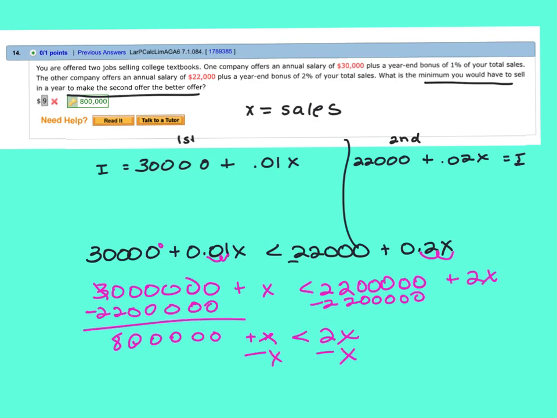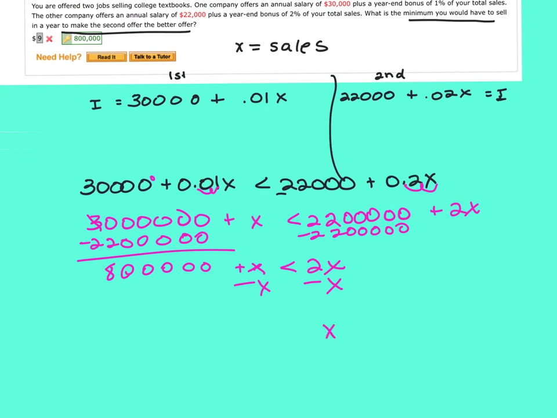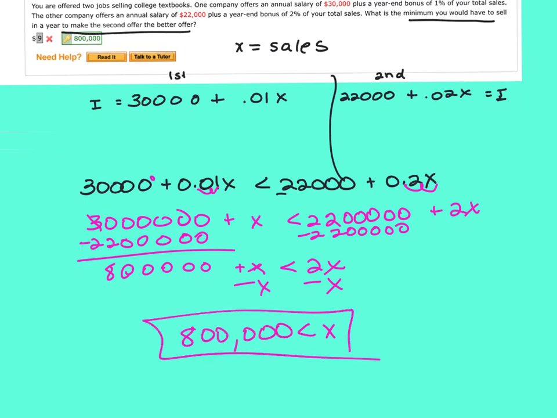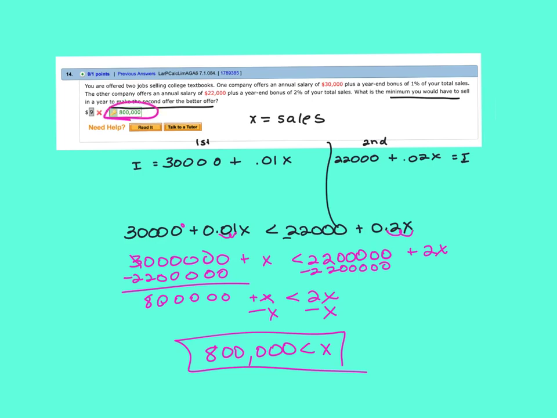Subtract the x. So x has to be greater than 800,000 to make that offer better. It's a great standardized test question.